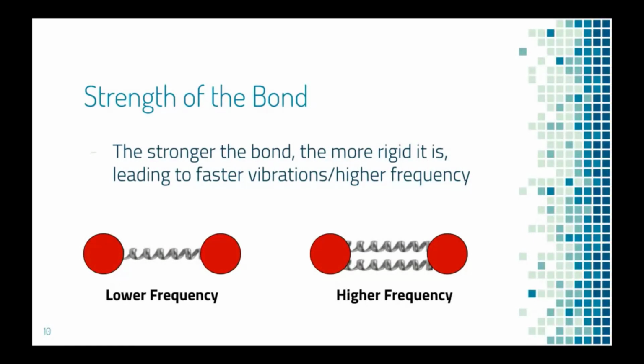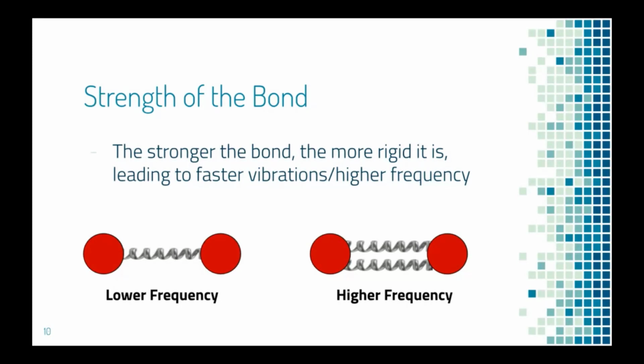So now I want to go more into the strength of the bond. The stronger the bond is, the more rigid it is, which then leads to faster vibrations and higher frequency. And so in this case, you can see that the single bond on the left-hand side would have a lower frequency compared to a double bond, which would have a lower frequency than a triple bond.